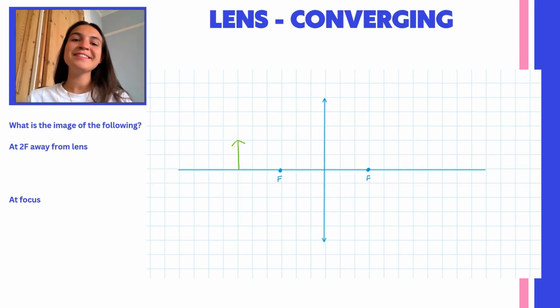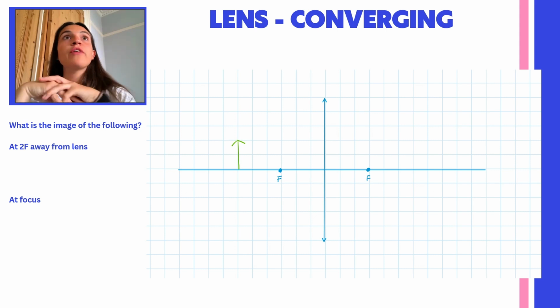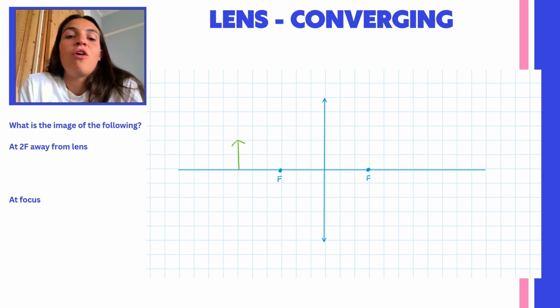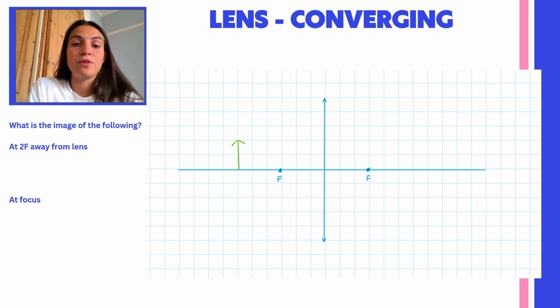Okay, onto lenses. So we are looking at converging lenses first, and we are looking at how we form different types of images. So all of our lens diagrams should start off looking something like this. You have the horizontal line, you have your lens in the middle, and this one has the double-ended arrows which are pointing outwards to show me it's a converging lens. And then you have your focus on either side of your lens, and the distance between your lens and your focus is called your focal length.